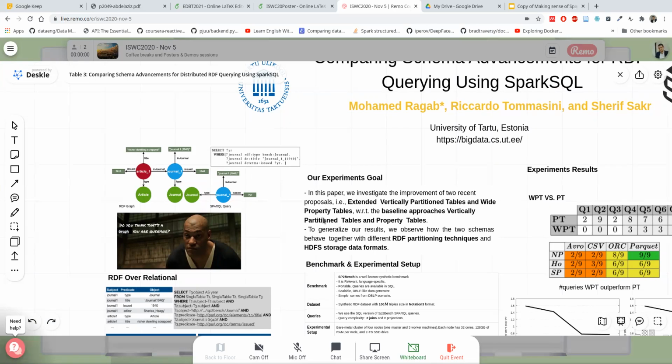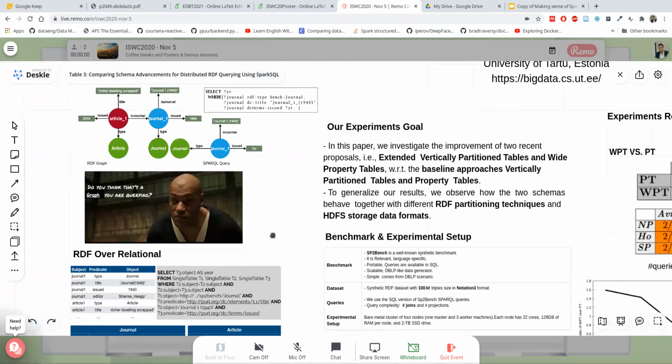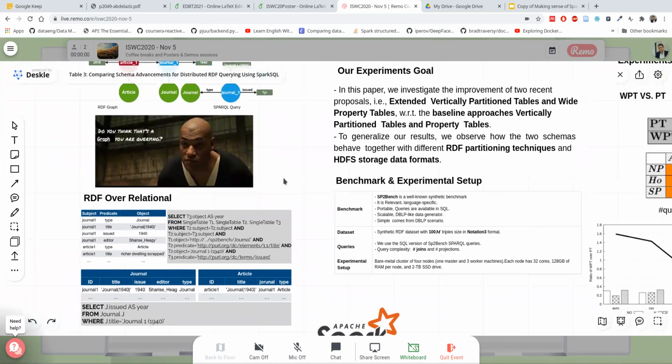However, big data frameworks such as Spark were not originally tailored for RDF processing; they excel at relational data processing. Thus several solutions have been proposed to utilize their query engines for processing large RDF graphs. Now the question is, can we run SPARQL on top of Spark? Actually, do you think it's a graph you are querying anymore? It's not a graph anymore. So we need relational schemata to represent the RDF graphs.